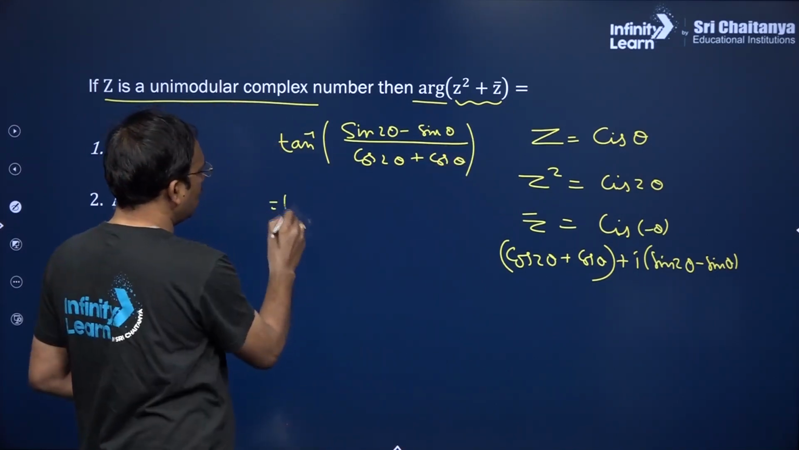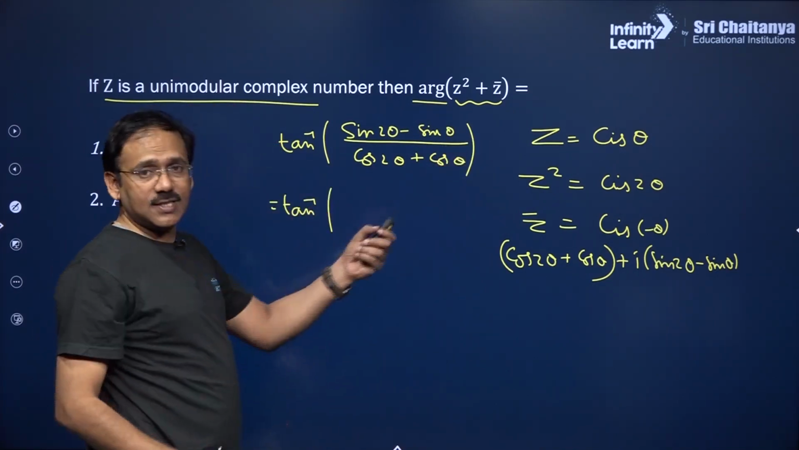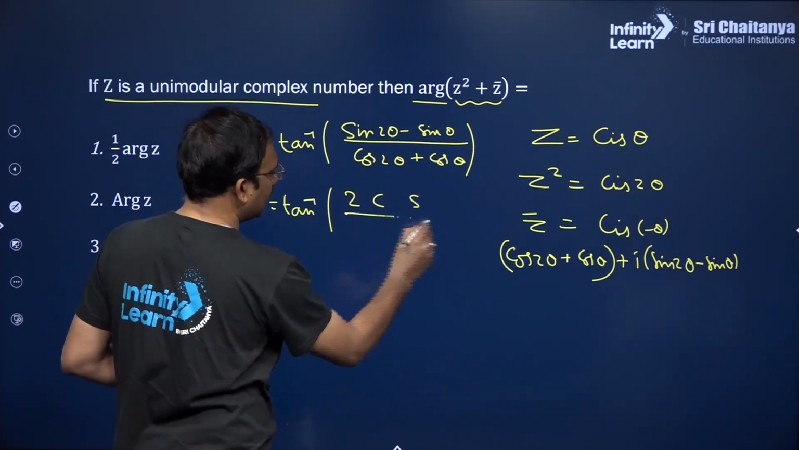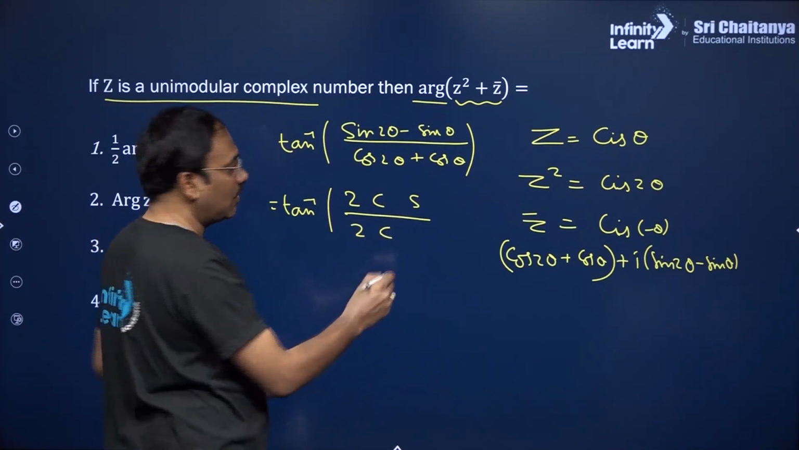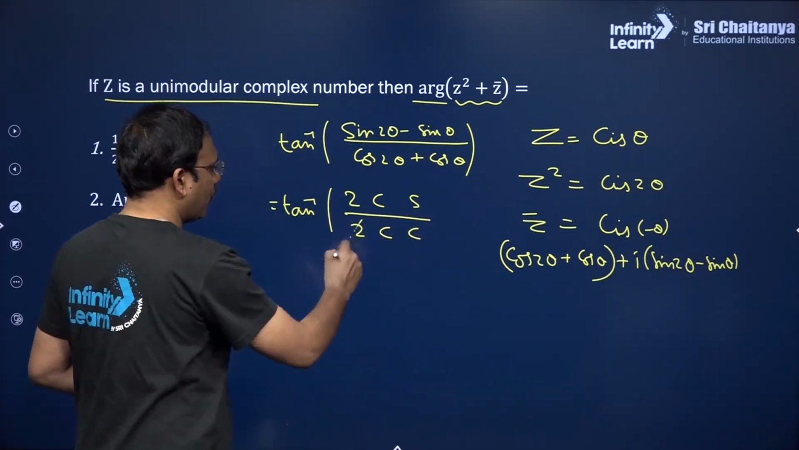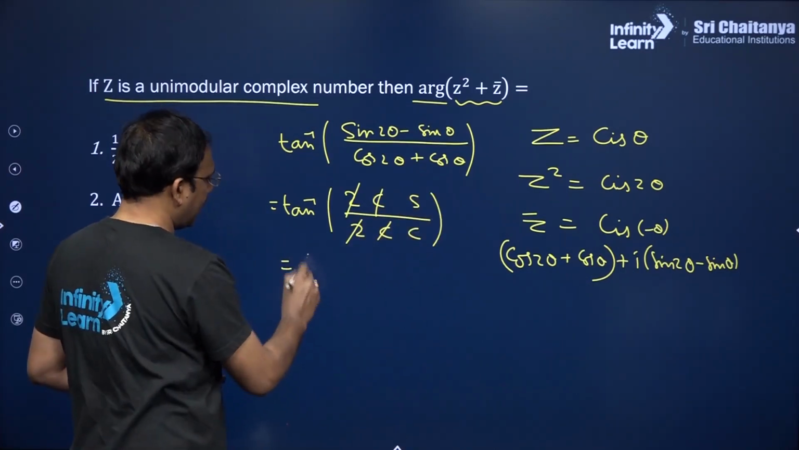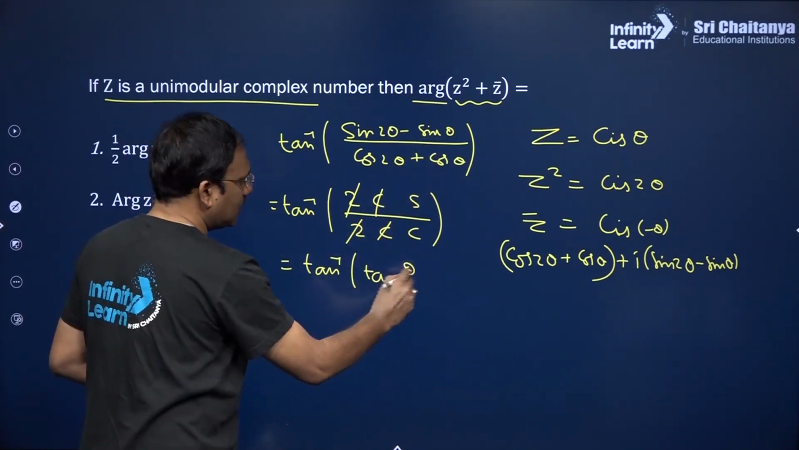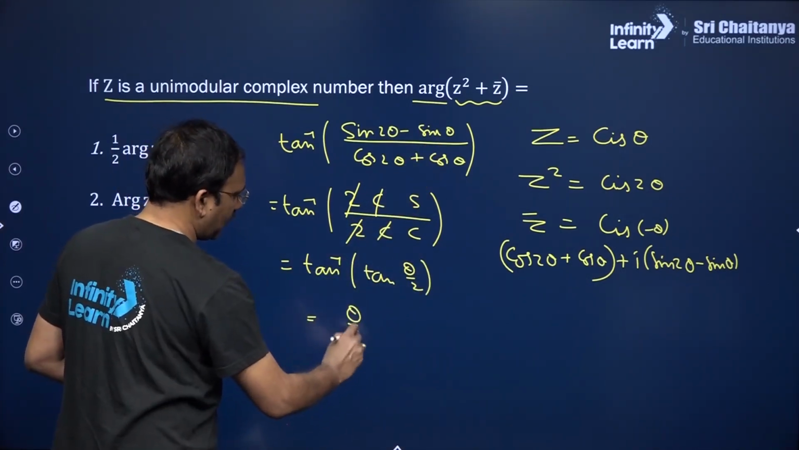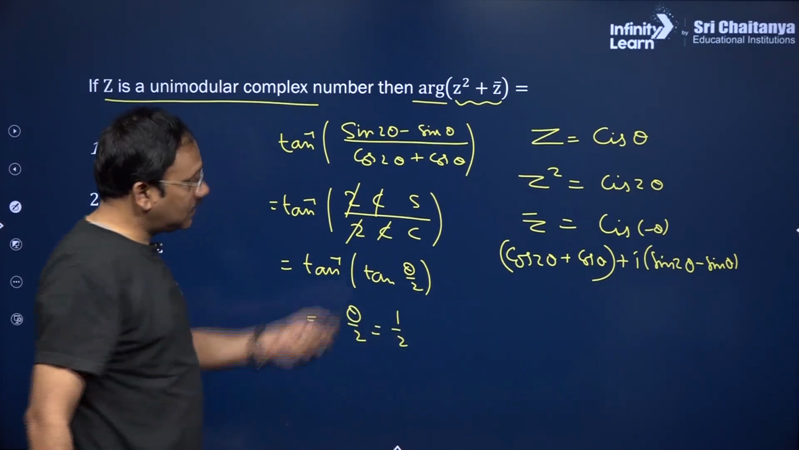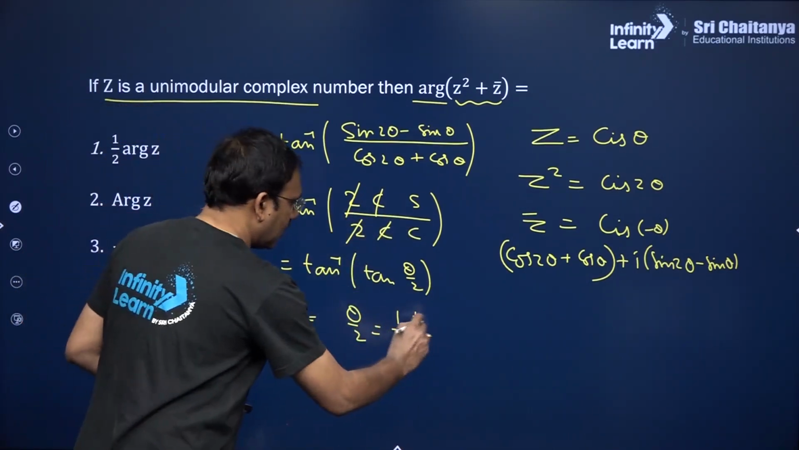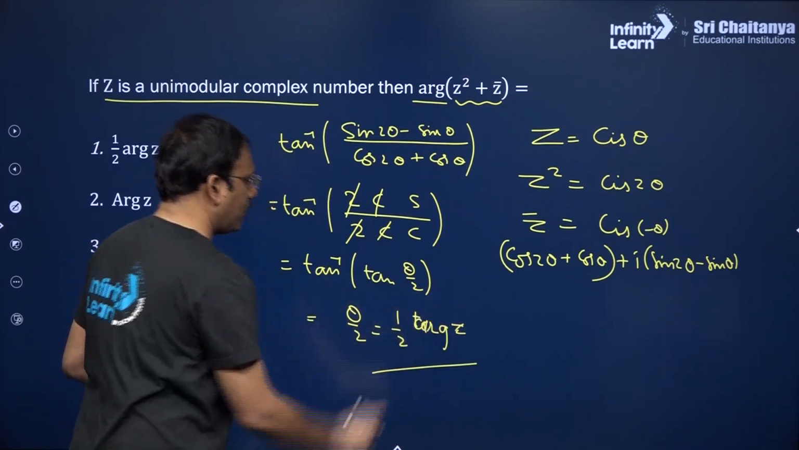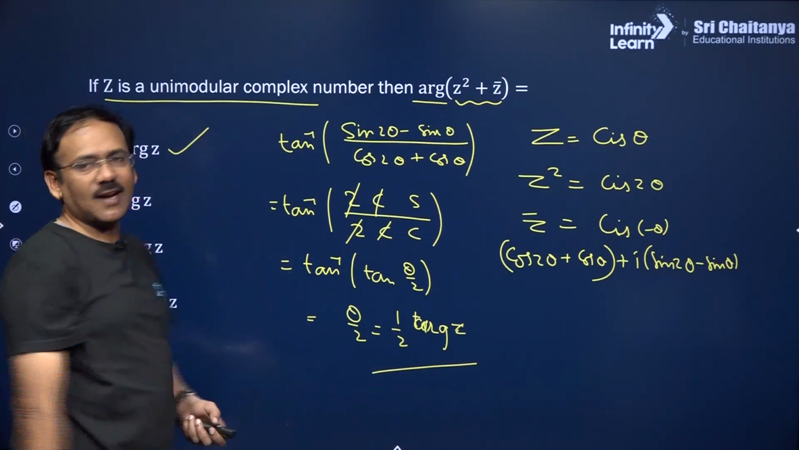Okay, so this is going to be tan inverse of, this is sin C minus sin D, 2 cos of C plus D by 2 sin of C minus D by 2, by 2 cos of C plus D by 2 cos of C minus D by 2. So friends, these two get cancelled. You will get tan inverse of tan of C minus D by 2, which is theta by 2, and hence this is theta by 2 my dear friends. Half theta is going to be half the argument of z. So option 1 is the right answer.